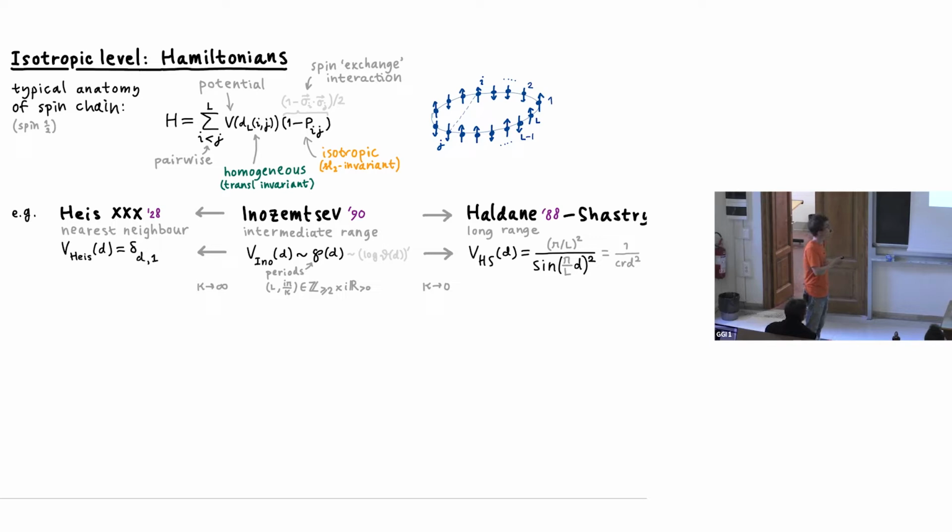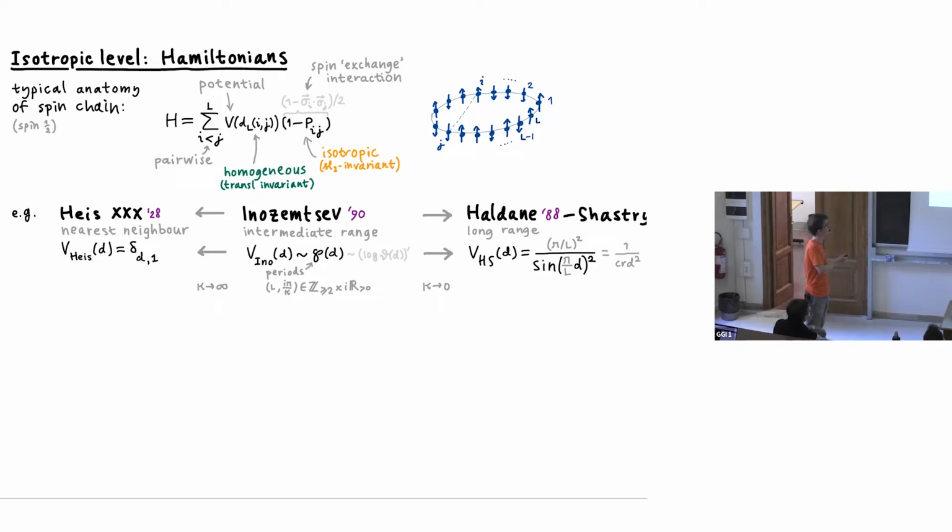It has two periods. The one is the length of the chain, to make sure that we're L periodic, like the 1 over sine squared is L periodic. And the other one is a purely imaginary period, which is traditionally parameterized by i pi over kappa. And I take kappa to be a positive real number. And this kappa sets the interaction distance.